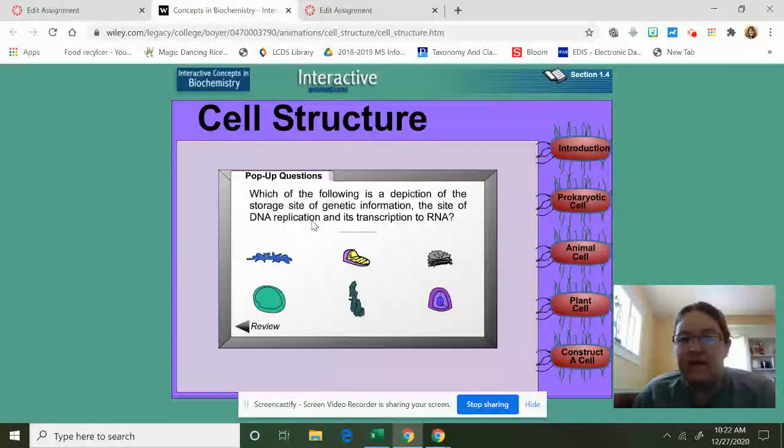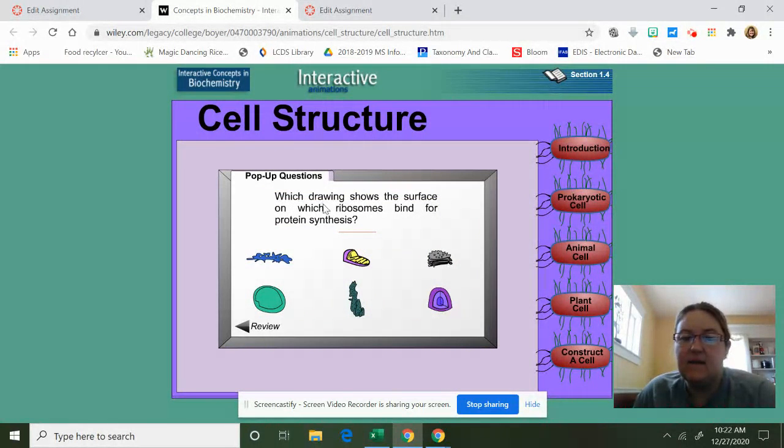Which of the following is a depiction of the storage site of genetic information, the site of DNA replication and transcription RNA? So remember our choices. Cha-ching! It's the nucleus. Which drawing shows the surface on which ribosomes bind for protein synthesis?